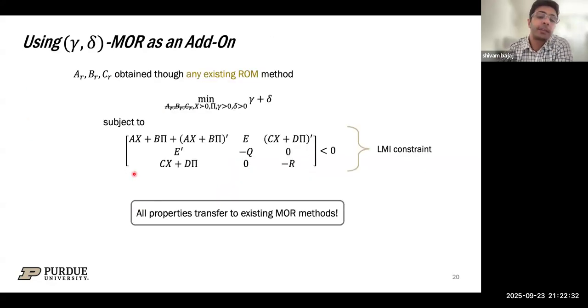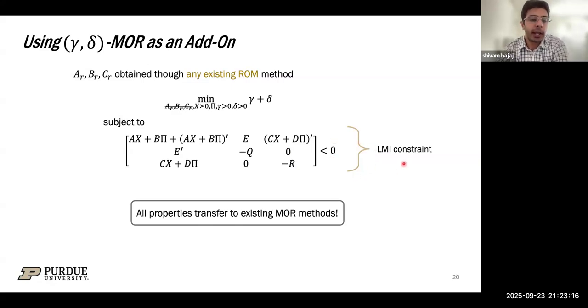But before I talk about how we satisfy those properties, let me go back to the point where this constraint was a bilinear matrix inequality and how we can reduce it down to a linear matrix inequality. The way we can do that is we can combine this framework, gamma delta model order reduction, with any existing reduced order model method out there. So for example, I can use balanced truncation or moment matching to obtain a reduced order model. And then, since AR, BR, CR are now given, the optimization problem reduces down to finding the disturbance and minimizing these constants such that this inequality holds. And now this constraint becomes an LMI.